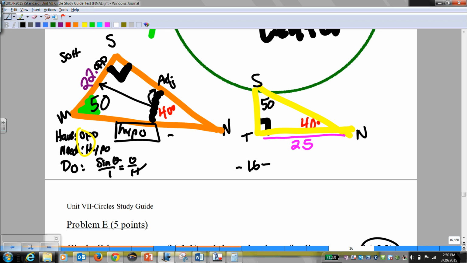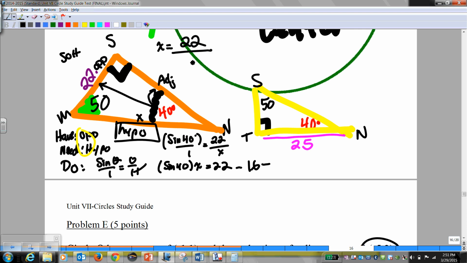Let's do our math here. That's going to be sine of 40 degrees over 1 equals opposite 22 over hypo. Let's just call it x. If you cross multiply, you're going to end up with sine of 40 times x equals 22. I'm going to divide both sides by sine of 40. I'm going to bring it up here at the top because we're running out of space. X therefore equals 22 divided by the sine of 40 degrees.